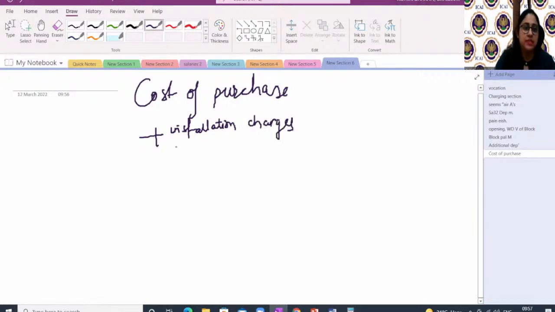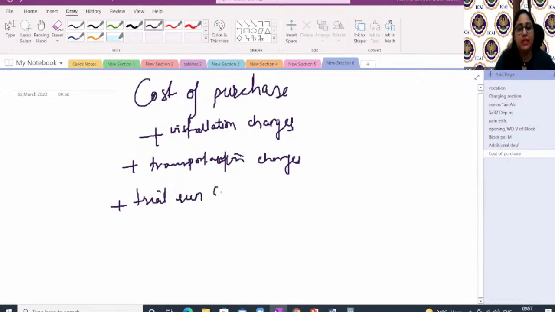Cost of purchase plus any installation charges which I am paying, plus any transportation charges of the asset to bring it to my place of business. Transportation charges, right? Simple accounts maybe you used to do this only, similar here. Plus any trial run cost. Any trial run cost. This is not important from your perspective, but you have to understand.